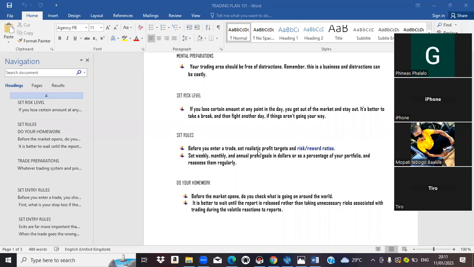And then the next thing, setting rules. Before you can trade, you have to know what the risk is and what the reward is. The next thing, set weekly, monthly, and annual goals.